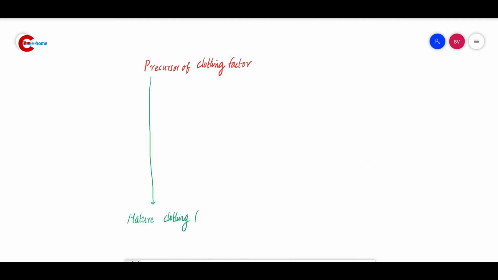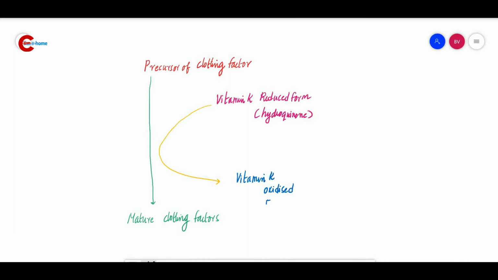Next, we can study in detail. First, these blood clotting factors are synthesized as precursors of clotting factors. Then they undergo post-translational modification to become mature clotting factors. For this process, vitamin K is needed. Which form of vitamin K? The reduced form, known as hydroquinone, is needed for the conversion of inactive zymogens to active blood clotting factors.